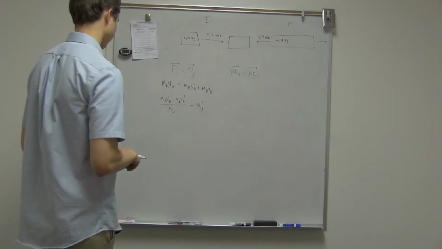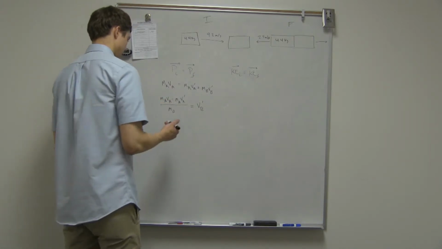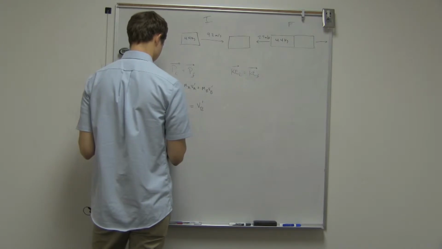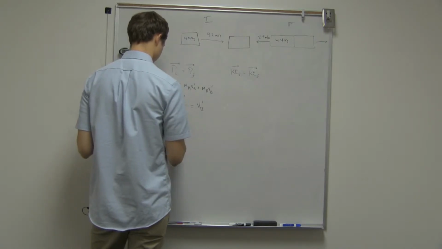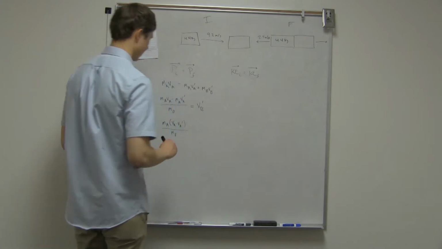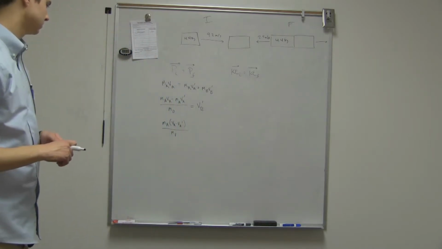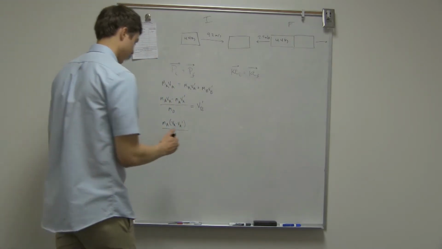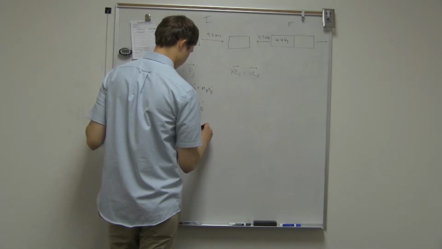Doesn't look like anything is going to cancel. I guess we could pull out this MA if we wanted to. So we could write MA times VA minus VA prime, over MB. But that may or may not be helpful.